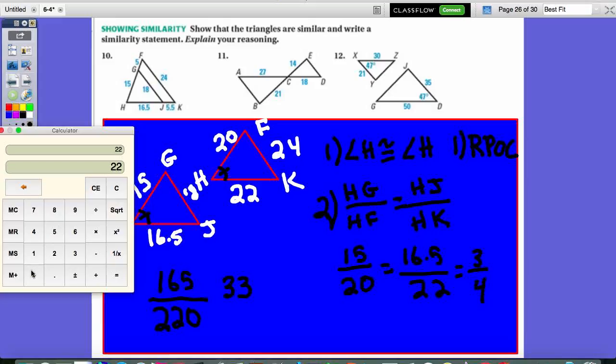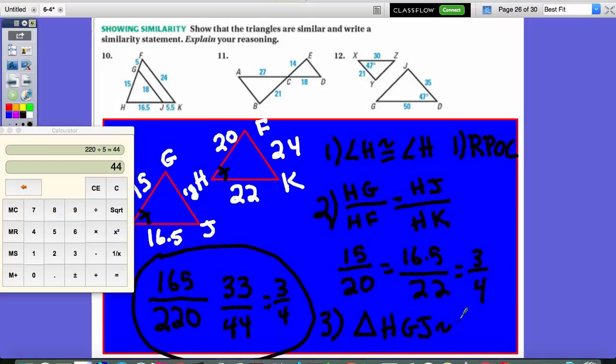And 220 divided by 5 is 44. And 33 and 44 divided by 11 are both 3/4. That's the real way to deal with the fraction if you did not have a calculator, although I had a calculator here to simplify. Moral of the story, triangle HGJ is similar to triangle HFK by side, angle, side.